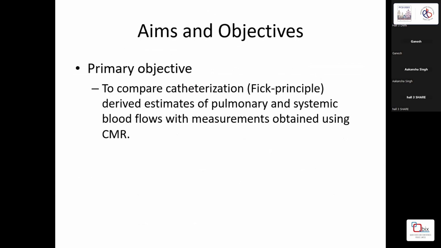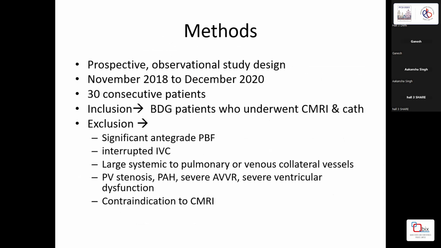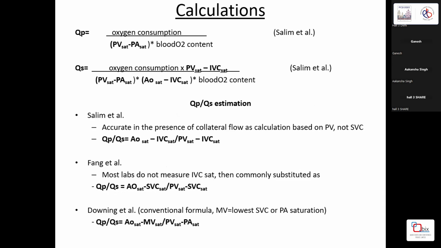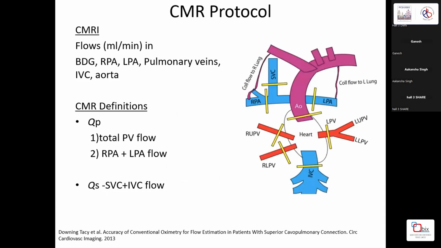So we aimed to compare cardiac catheterization derived estimates of pulmonary and systemic blood flows with measurements obtained using cardiac MRI. This was a prospective observational study done between November 2018 and December 2020. We enrolled 30 BDG patients who had undergone cardiac MRI and cardiac cath. Patients with significant antegrade pulmonary blood flow, interrupted IVC, large collaterals, pulmonary vein stenosis, PH, severe AVVR, ventricular dysfunction, and other contraindications to cardiac MRI were excluded. Flow calculations of QP, QS, and QP/QS were taken from previously elaborated studies. In cardiac MRI, flows were calculated across the SVC, RPA, LPA, aorta, individual pulmonary veins and IVC. QP was defined as total pulmonary vein flow, and QS was defined as the total caval flow.